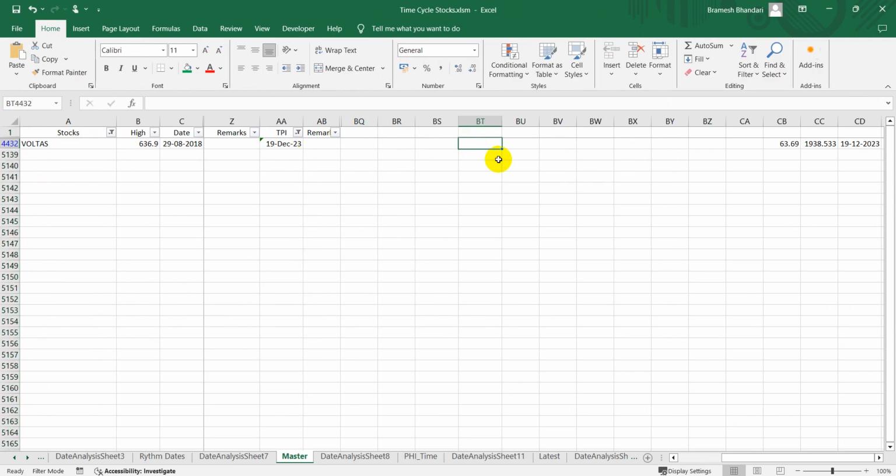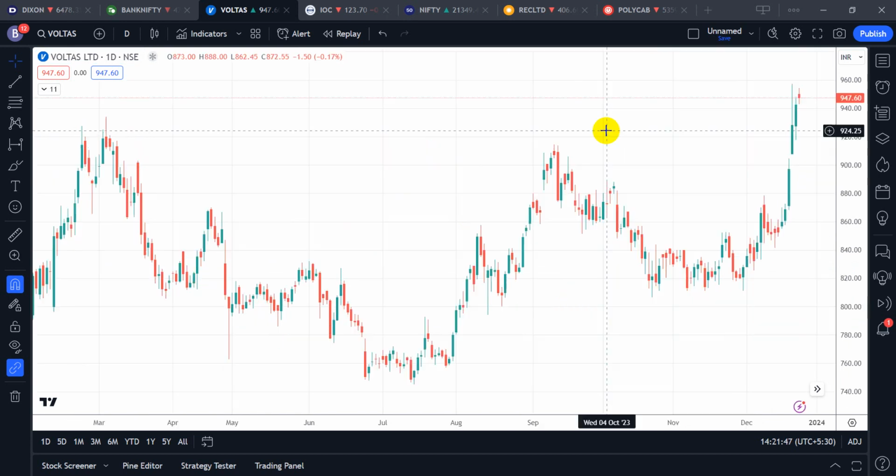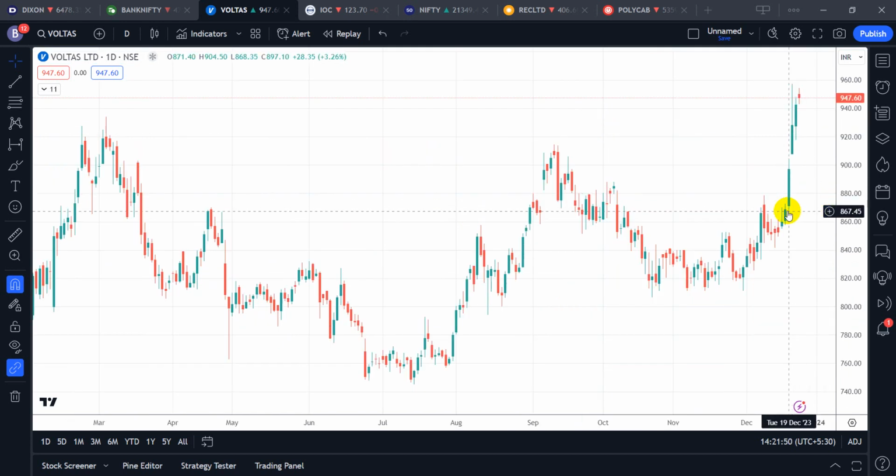First of all, I'll divide this 1636.9 by 10. So I get this value 163.69. Now I multiply this value by 30.437, which is the number of days in a month. I get a value 4983 days, and add this value to this particular date. You'll get a date which is exactly 19th December 2023. Let's see what happened on 19th December 2023. On 19th December 2023, Voltas was up almost 3% and the next day it was up almost 8%.